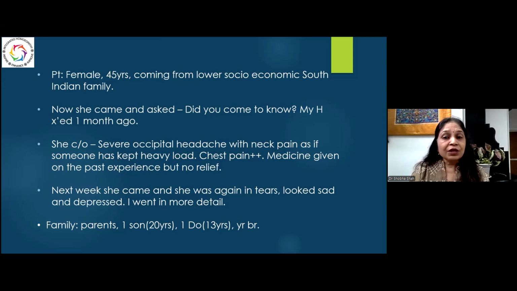She came the next week without any relief, the medicine had not helped her, and she was again in tears. This time she appeared a little more sad and depressed. When I understood that she is not better at all and something is bothering her, I went into a little more detail about her husband's death.